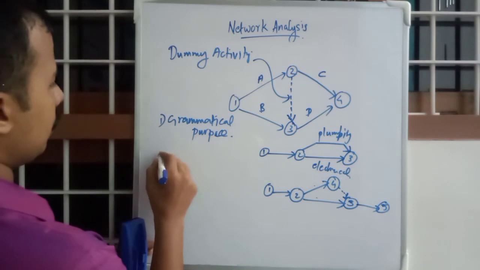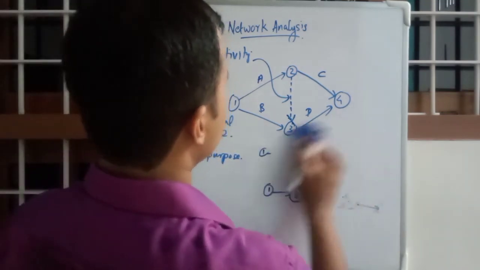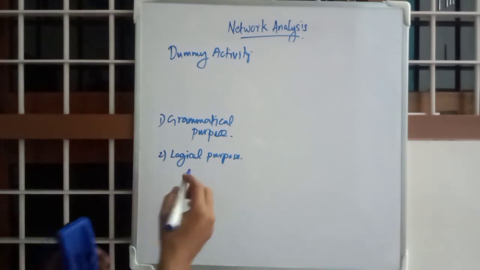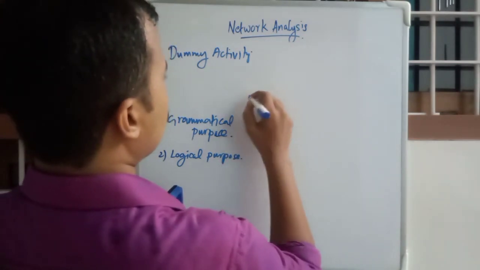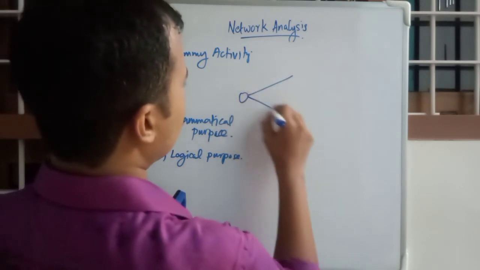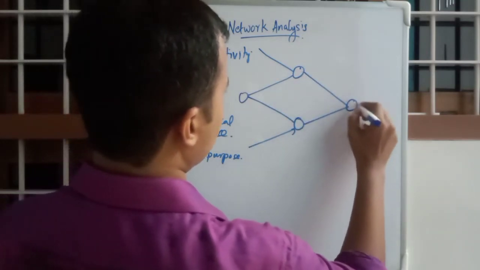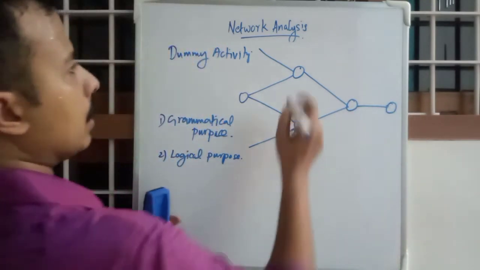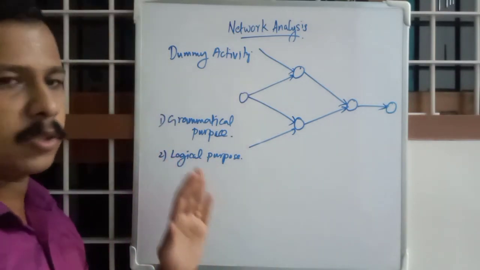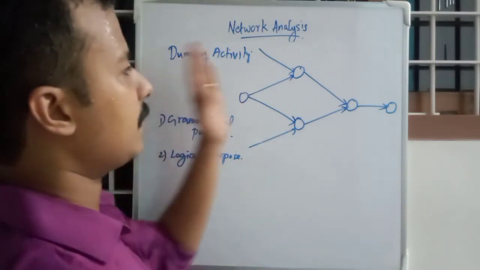And the second one, logical purpose. Logical purpose is used when suppose we have a number of activities like this. Okay, and it is a real life situation. These are all activities. Obviously you would have understood by now that our time travels from left to right. Initially it will start from left, like our writing itself. From left it will proceed to right.